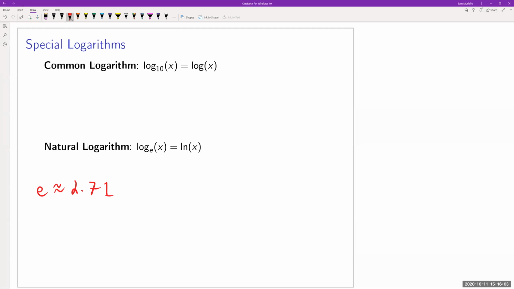And because logs and exponents are inverses of each other, log base e is also very important. Therefore, we will call it the natural logarithm, and we will write it ln of x. ln, I believe, is simply natural logarithm in a different language. I think it's logarithm naturale. And so you can remember that the n stands for natural, and it is the natural logarithm, which is the log base e.